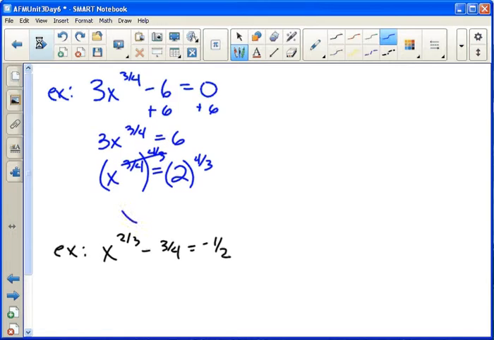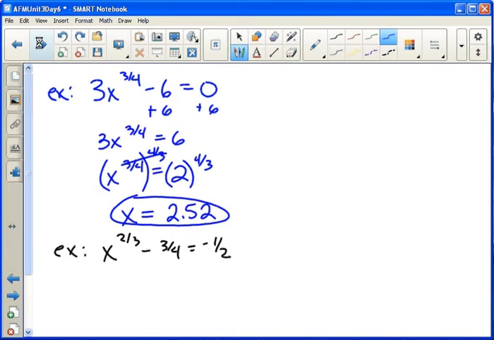And then you can do this part in your calculator. You don't need to know how to do that in your head. Some of them are possible to do, but most of them will not be. So 2 to the 4/3 is equal to 2.52. And I'll just round to the nearest 2 decimal places for the purpose of this.